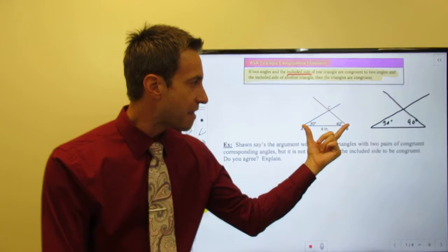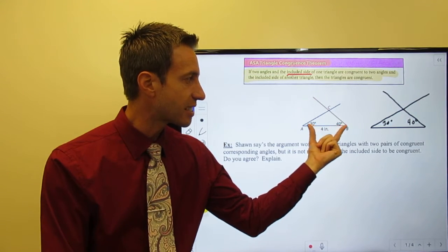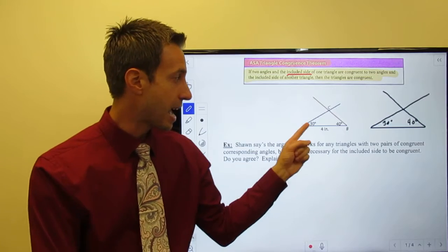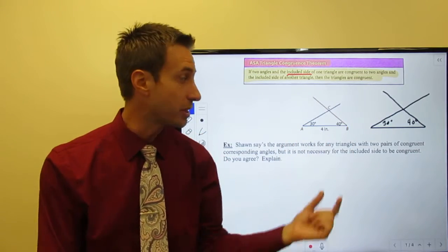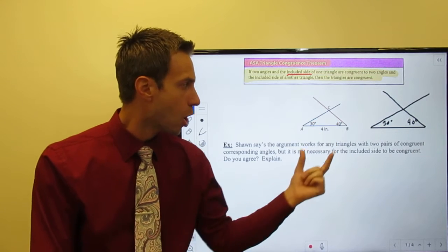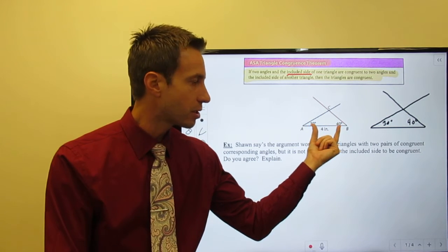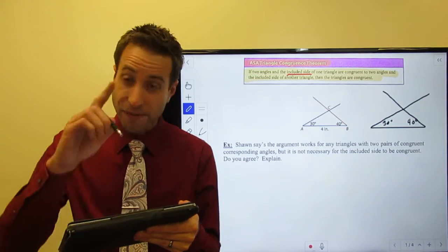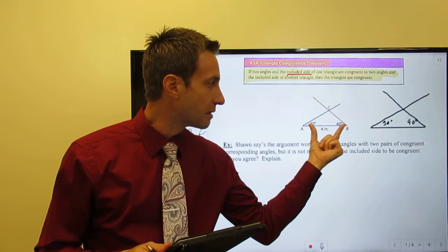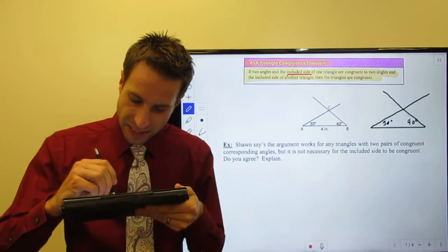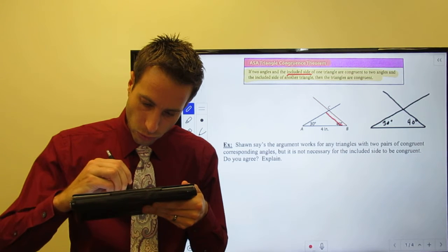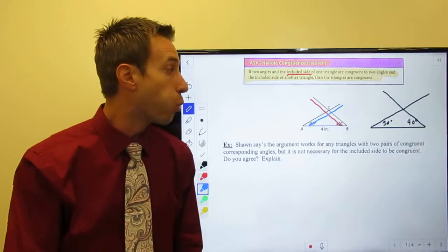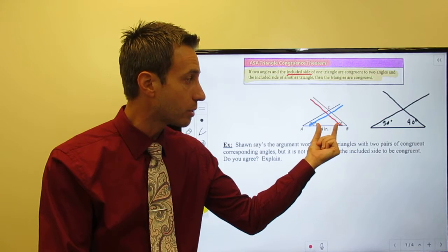Picture what would happen if I began to change the size of this included side, the side between the angles. Angle 30, angle 40, the included side is the side between those two angles. What would happen if I began to change the length of this side? Well, let's say that I made it a little bit shorter. Then this angle here would just get shifted in here, and this guy over here would just get shifted in a little bit.